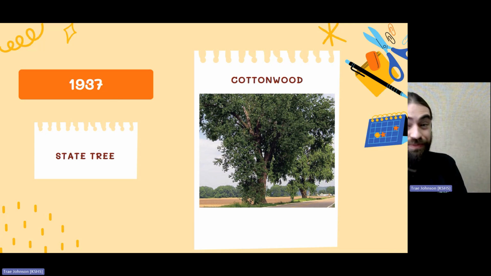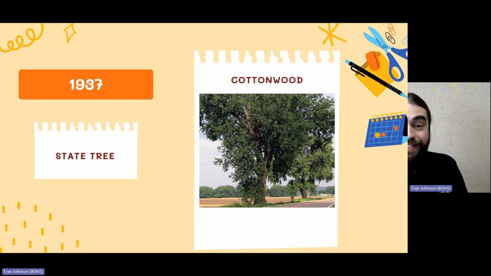The cottonwood tree, also sometimes called the eastern cottonwood, was made the state tree in 1937 as well. The tree is found in every single county in Kansas, all 105 of them. And while it likes moist areas to grow, it can grow in drier conditions as well.